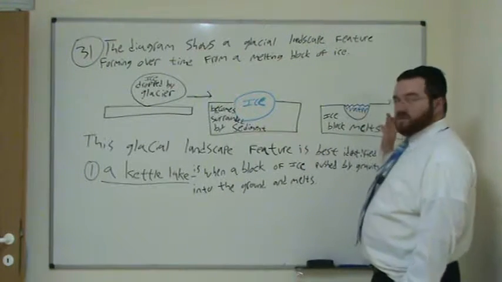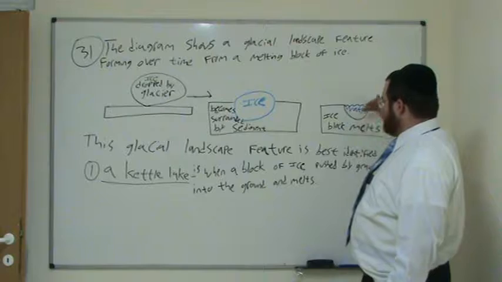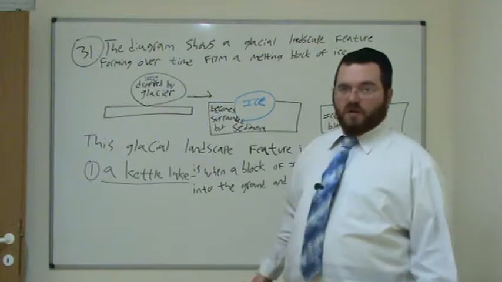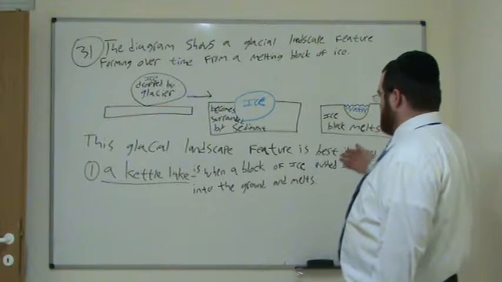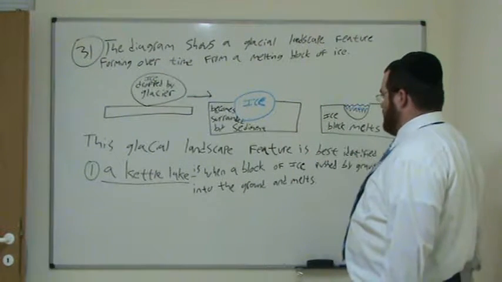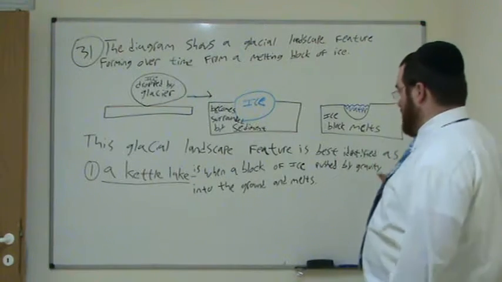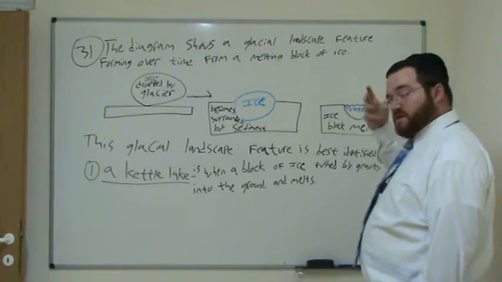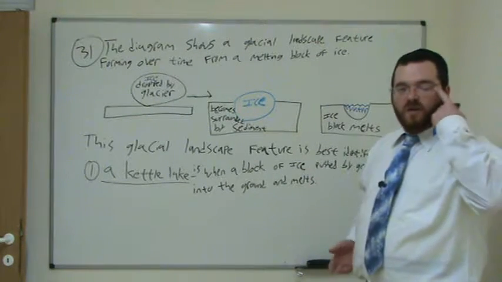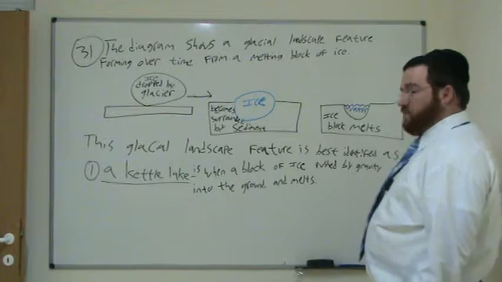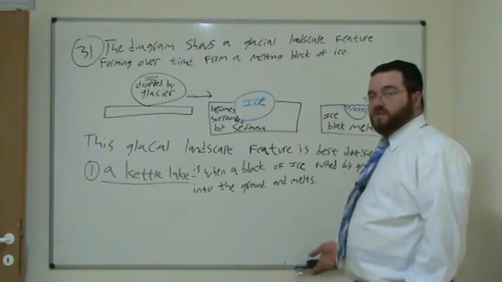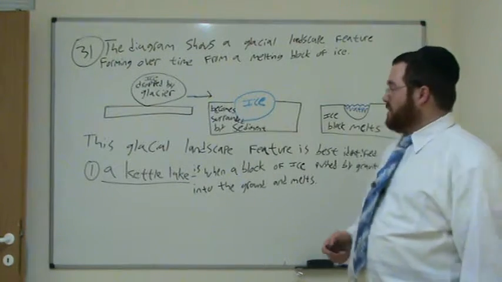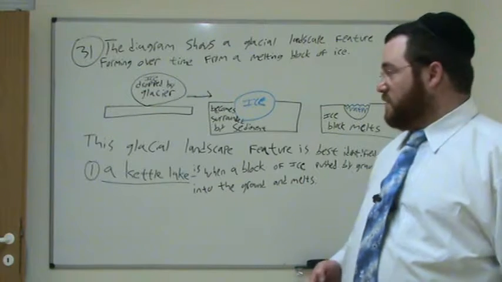Then after a while it melts. And when it melts inside the sediment, it becomes like a lake. We call it a kettle lake. So this glacial landscape feature is best identified as a kettle lake, because a kettle lake is when a block of ice falls from a glacier, hits the ground, and pushes its way through gravity into the ground and it melts. That's what usually makes a kettle lake. So the correct answer for question 31 is answer 1.